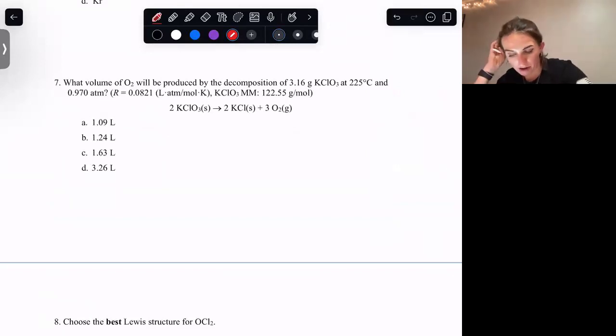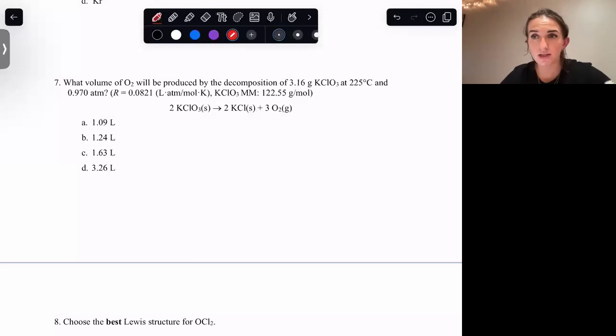All right, so question 7 on the mock exam is saying what volume of O2 will be produced by the decomposition of 3.16 grams of KClO3 at 225 degrees Celsius and 0.970 atm. And we're given R and the molecular weight of KClO3. So the important thing here is that we have to do stoichiometry first before we can do our gas laws, right? We're given T, this is P. We are solving for volume, and we're given an R. If you're given R, that should be pretty indicative that at some point you have to use PV equals nRT.